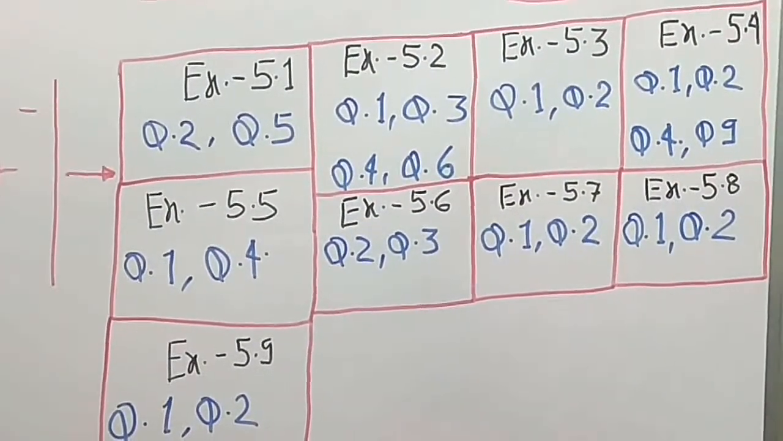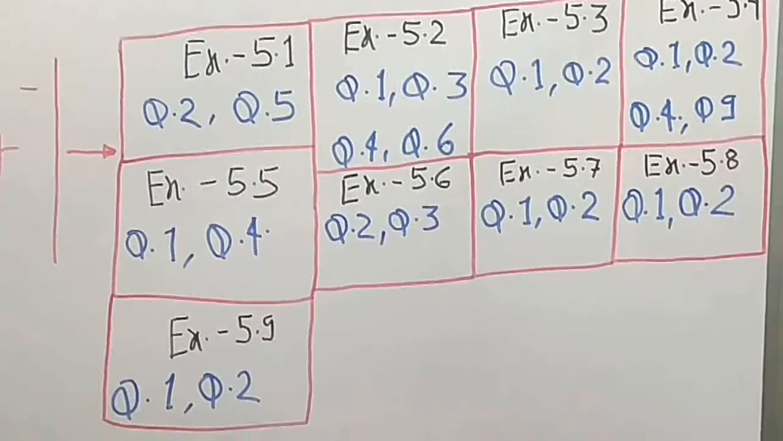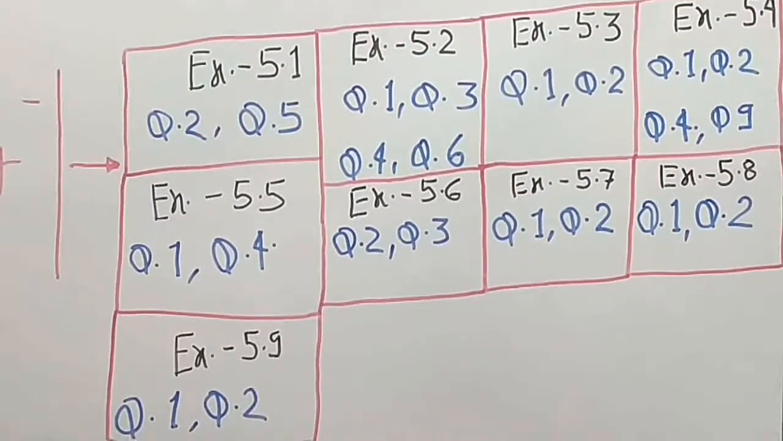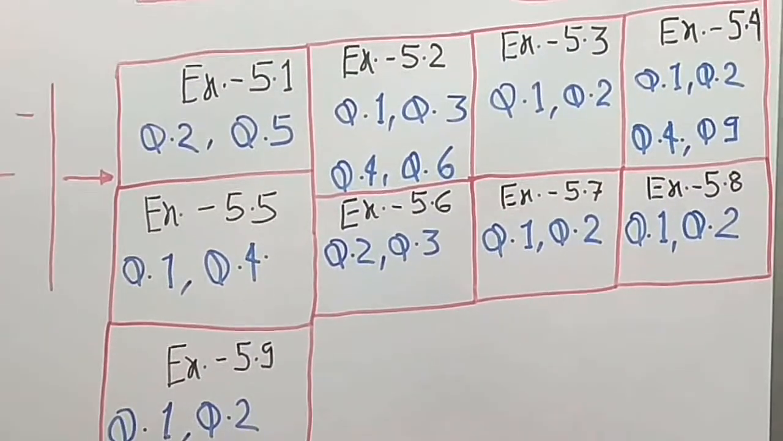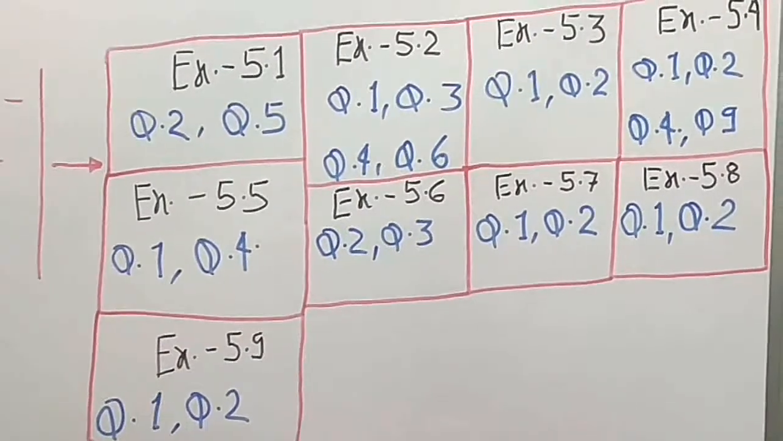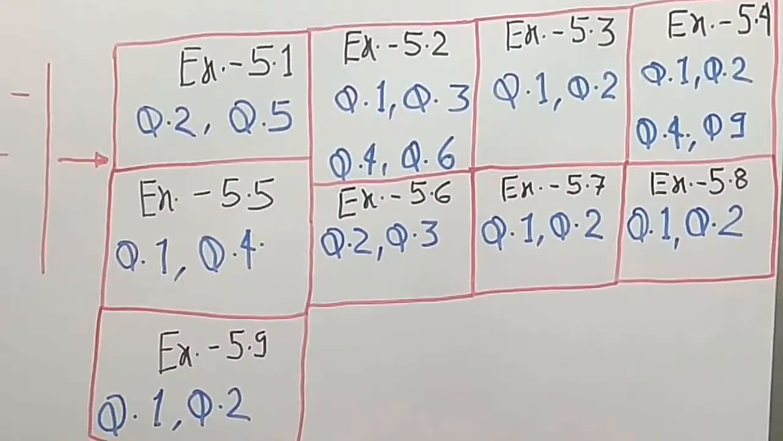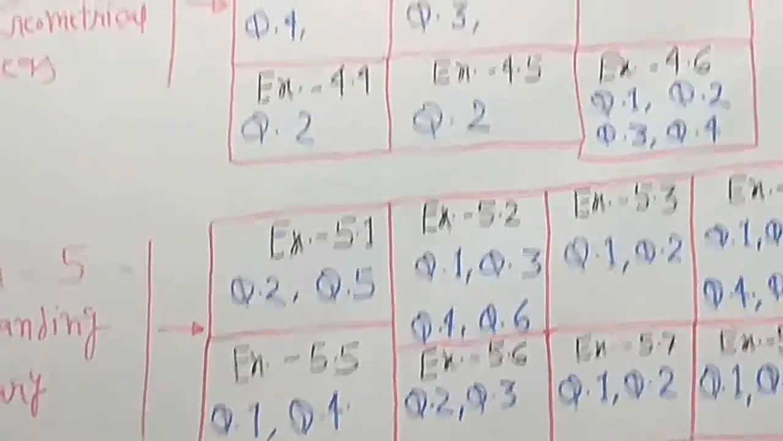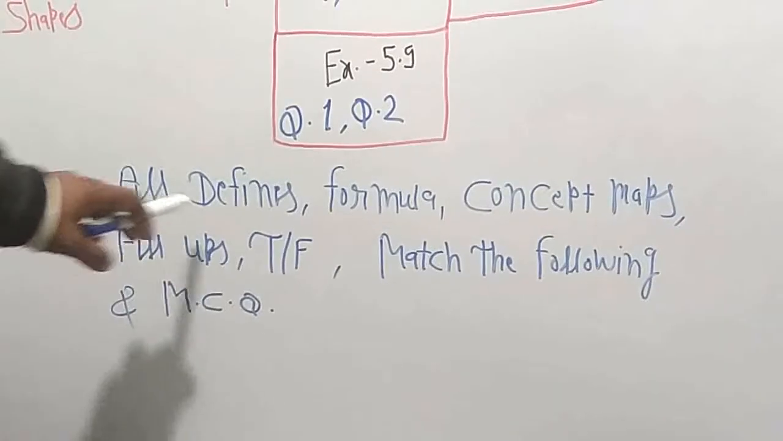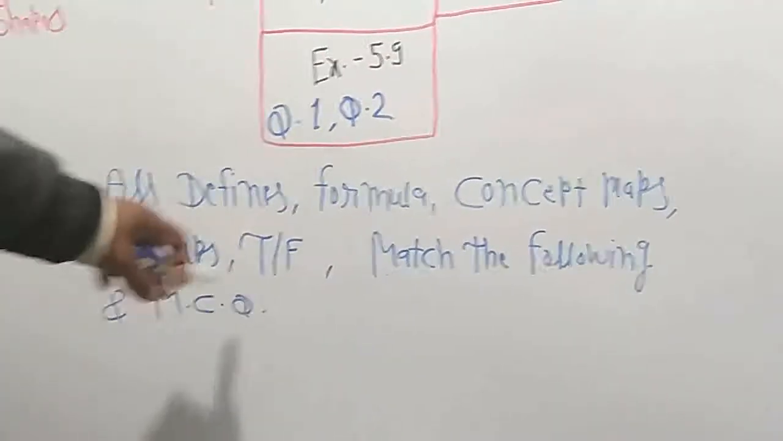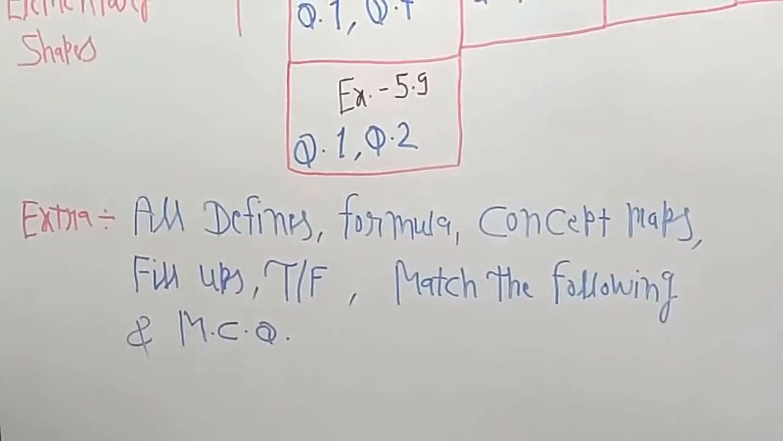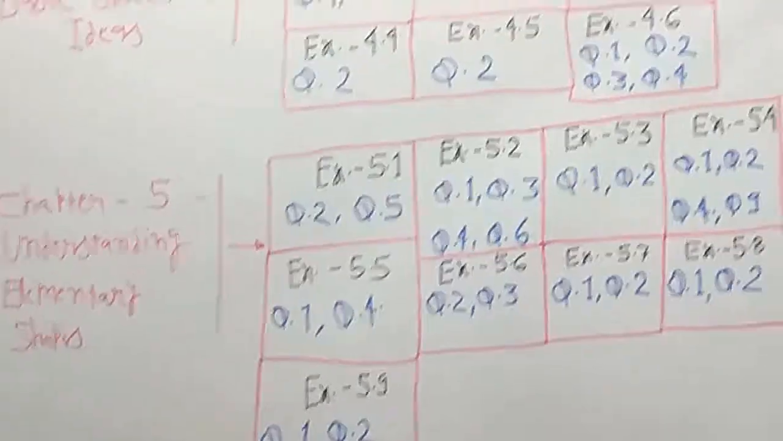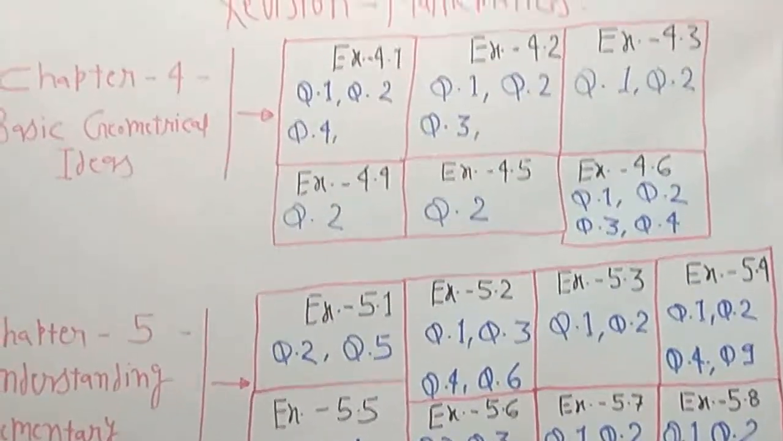Now the exercise 5.9, in which question number 1 and question number 2 both are important. Number 1 is match the following and question number 2 is give 2 new examples of each shape. What shape is your instrument box, a brick, a matchbox, a road roller, a sweet laddu. So do the revision of all these questions in these 2 chapters. Learn all definitions, formulas, concept maps, fill-ups, true false, match the following and multiple choice questions. All these are related to your revision. So with this, the revision of chapter 4 and chapter 5 is over now.